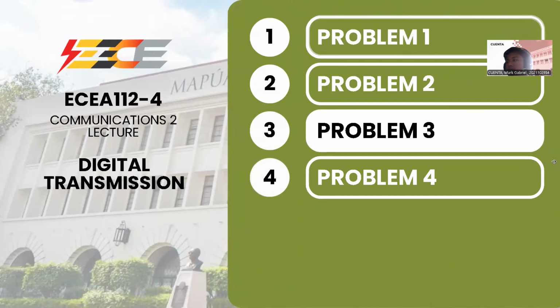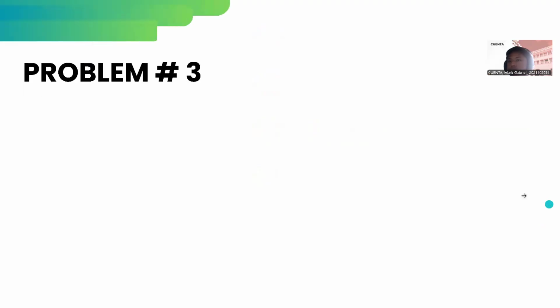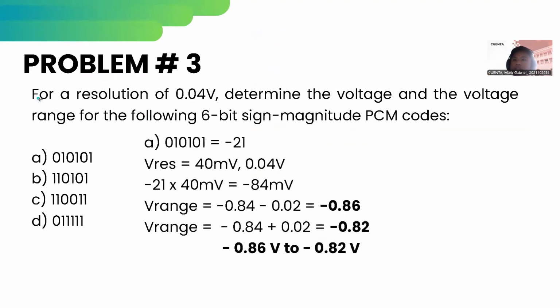Then, moving on to problem 3. Problem 3, for a resolution of 0.04 volts, determine the voltage and the voltage range for the following 6-bit sign magnitude PCM codes. First one, for the letter A, is 010101, which is equivalent to negative 21 with a Vres constant of 40 millivolts or 0.04 volts. So, negative 21 times 40 millivolts is equal to negative 84 millivolts.